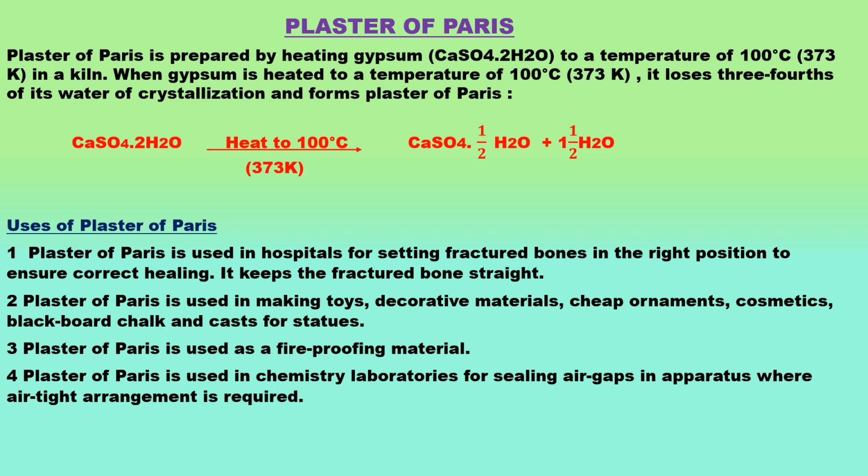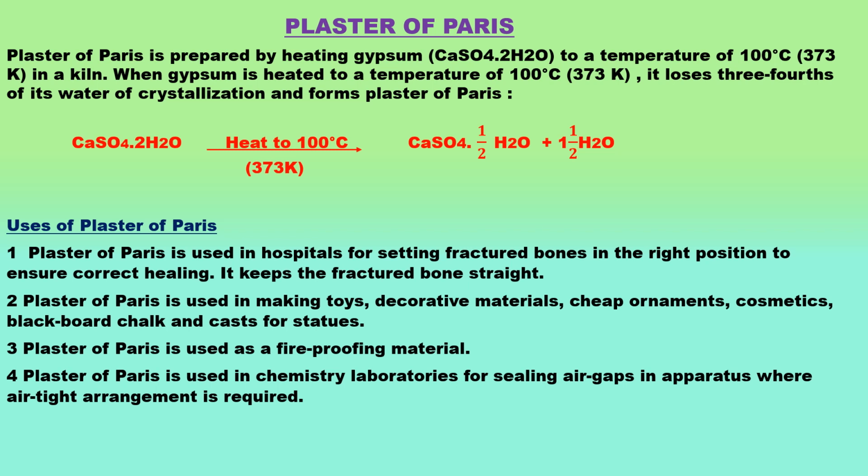Uses of plaster of Paris. Plaster of Paris is used in hospitals for setting fractured bones in the right position to ensure correct healing. It keeps the fractured bone straight. It is used in making toys, decorative materials, cheap ornaments, cosmetics, blackboard chalk and casts for statues. It is used as a fireproofing material. It is used in chemistry laboratories for sealing air gaps in apparatus where airtight arrangement is required.